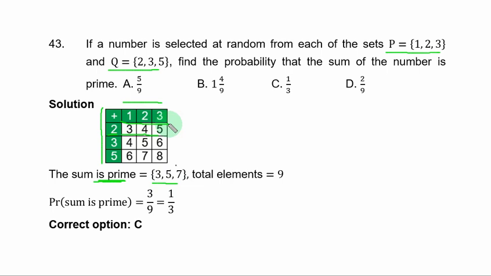So therefore, the required probability that the sum is prime is equal to 3 over 9, and that reduces to 1 over 3. C is the correct option.